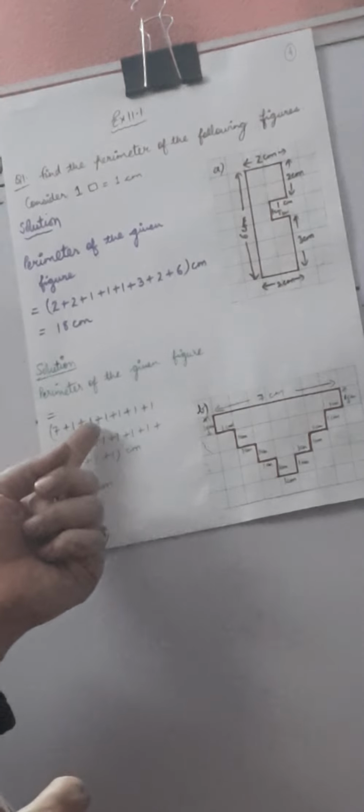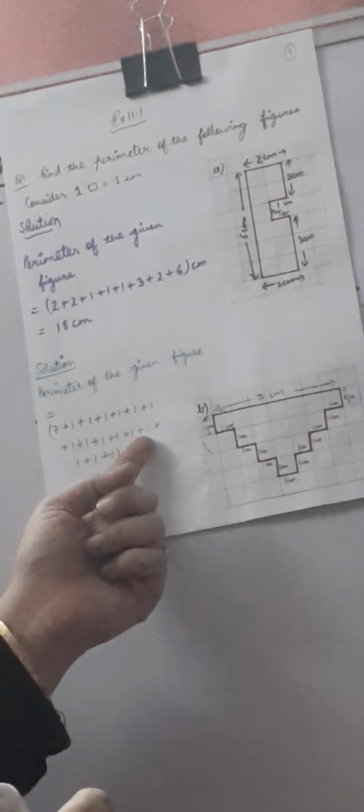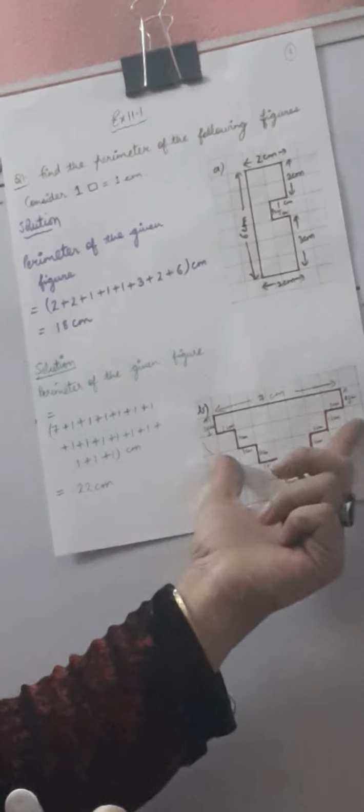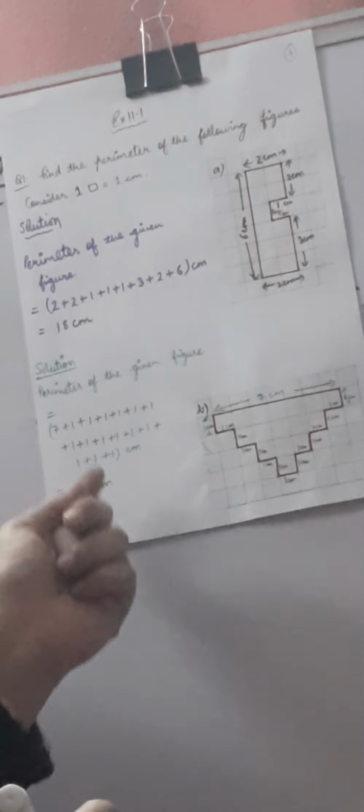Now 7 plus 1 plus 1 plus 1 plus 1 plus 1 plus 1 plus 1 plus 1 plus 1 plus 1 plus 1 plus 1 plus 1 plus 1. So this is equal to 15 ones and a 7. So 15 plus 7 is 22 centimeter.